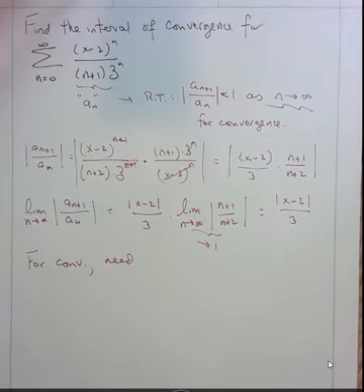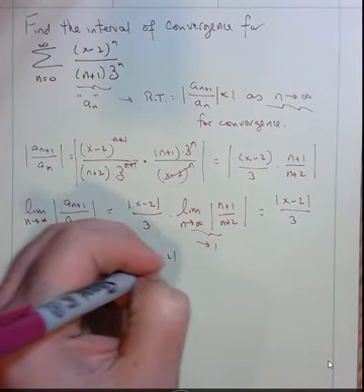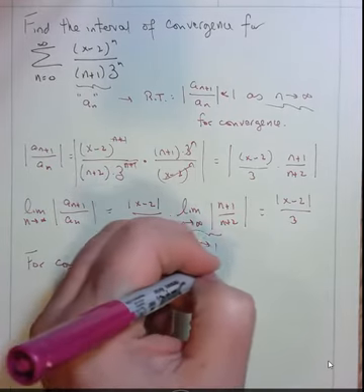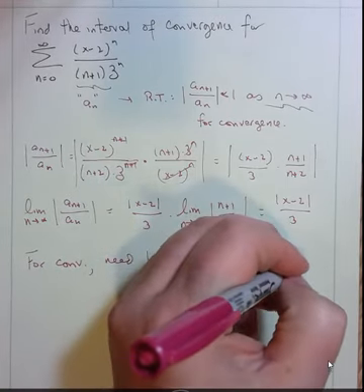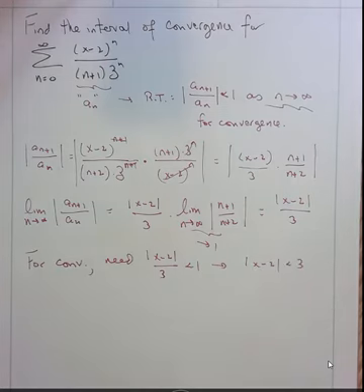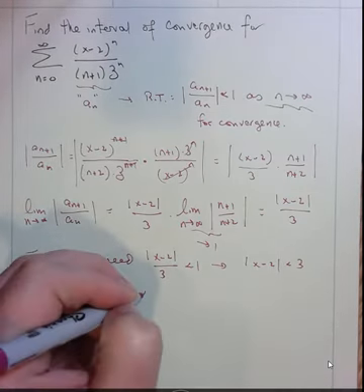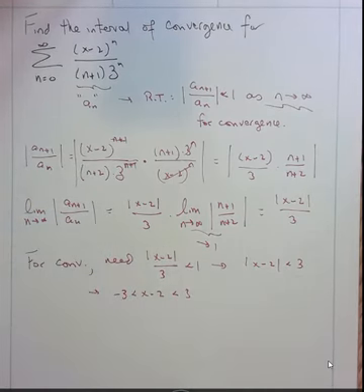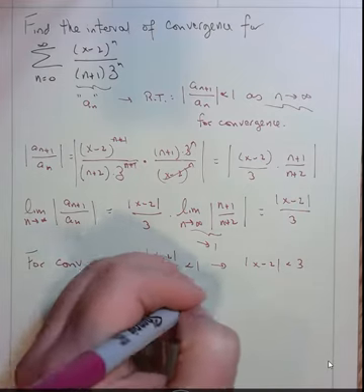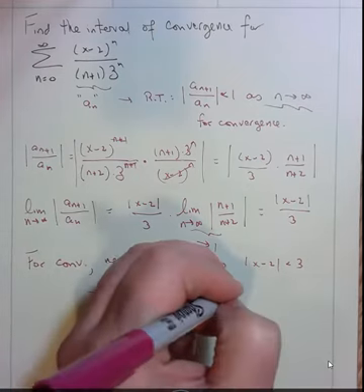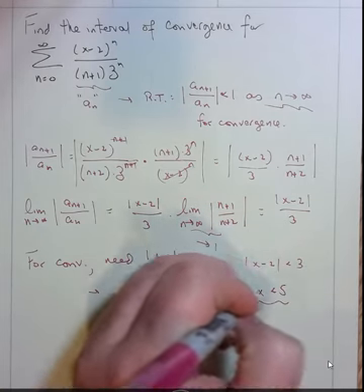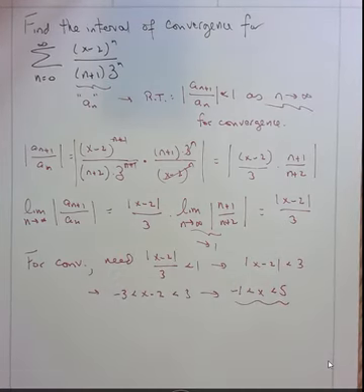we need this absolute value of x minus 2 over 3 to be less than 1, which means we need the absolute value of x minus 2 to be less than 3, which means we need x minus 2 itself to be in between negative 3 and 3, which means adding 2 across the board, we need x to be between negative 1 and 5.